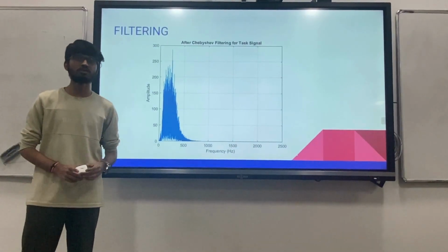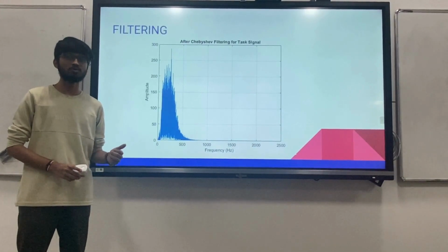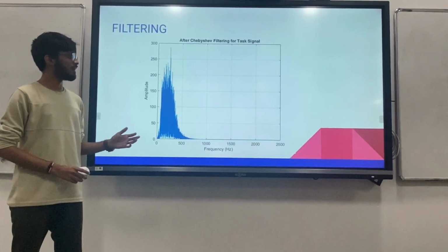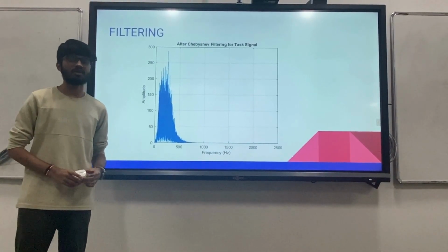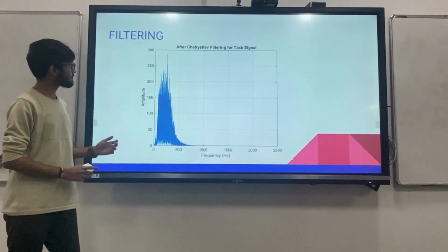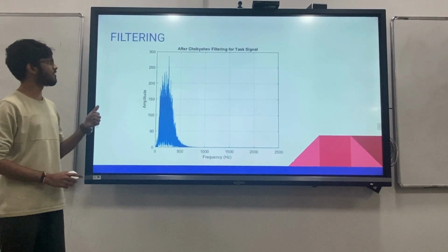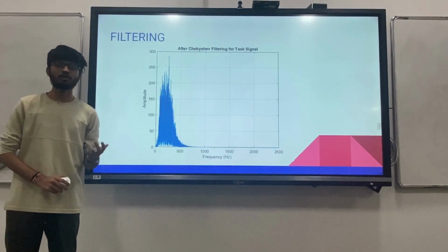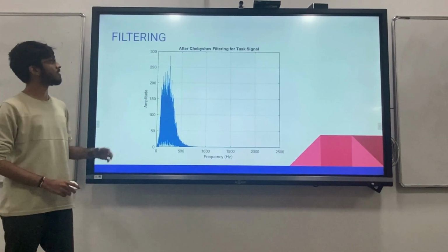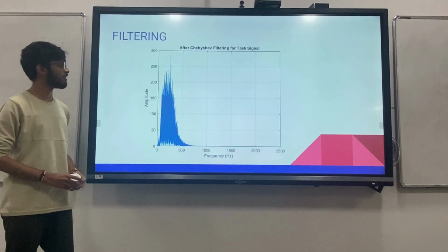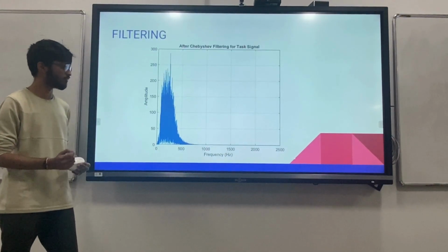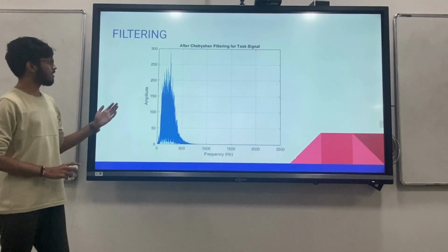The notch filter, which you observed, which we used in the data processing step, is a type of band stop filter with a very high cutoff. Here we use another type of filter, which is called the Chebyshev filter. There are two types of Chebyshev filter. Here we use the Chebyshev type 1 filter, which provides a higher roll-off as compared to the other forms of filter that we observe.